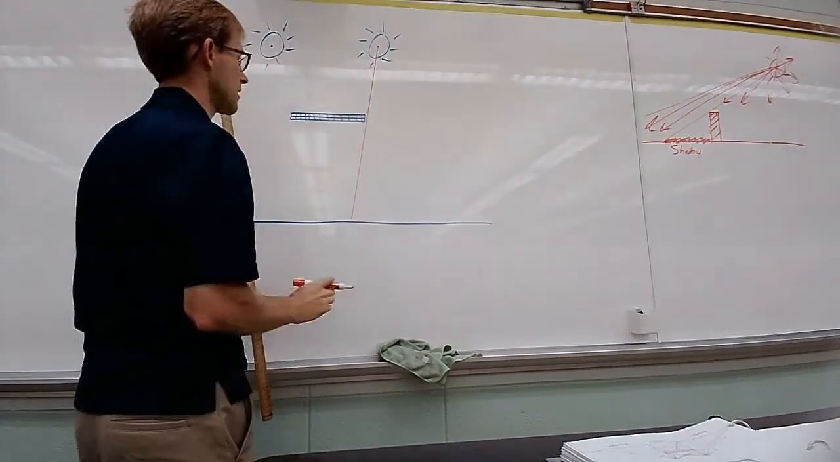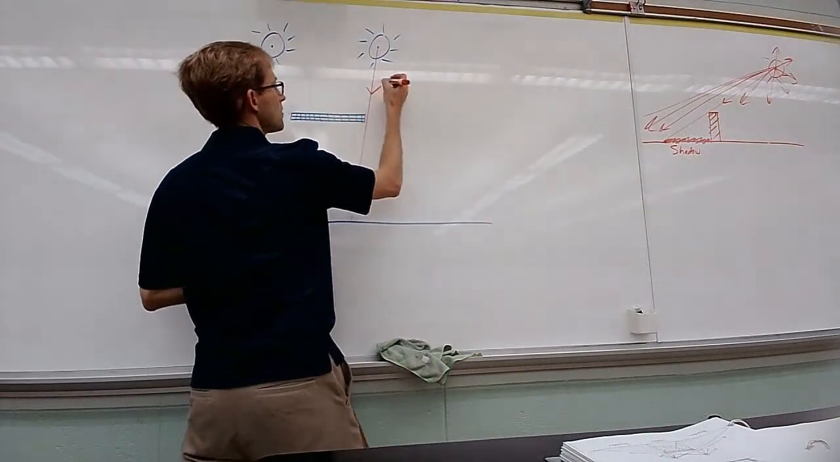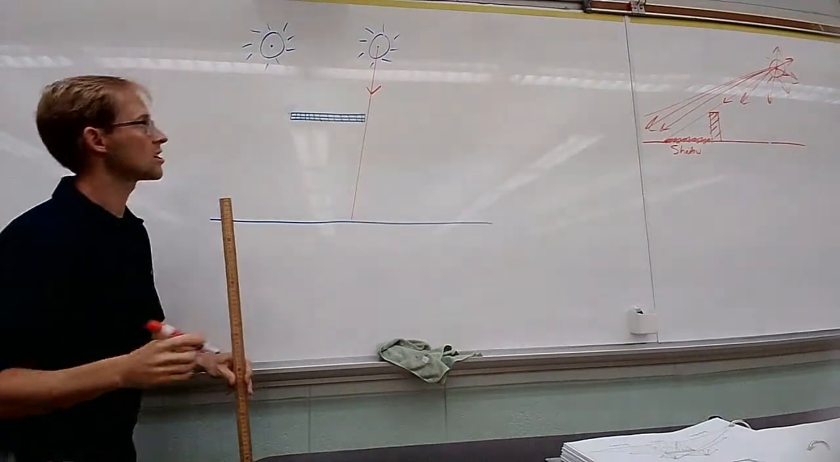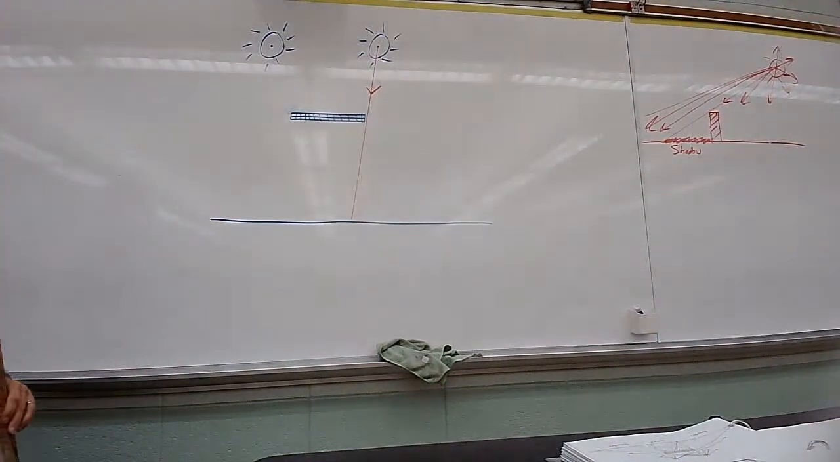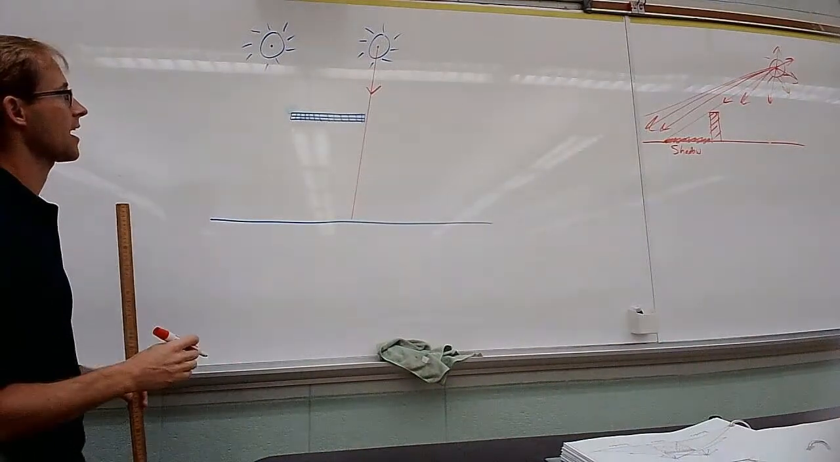Another habit to get set is when you're drawing your light rays, you want to draw little arrows on them too, so that you remember what direction the light rays are going. That's going to come in handy later on.